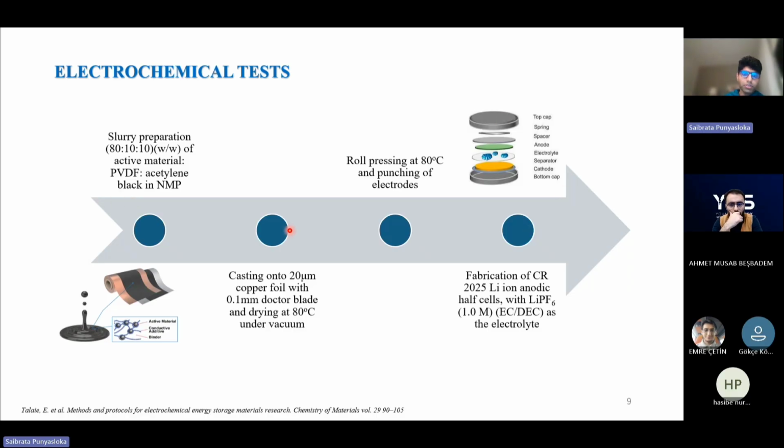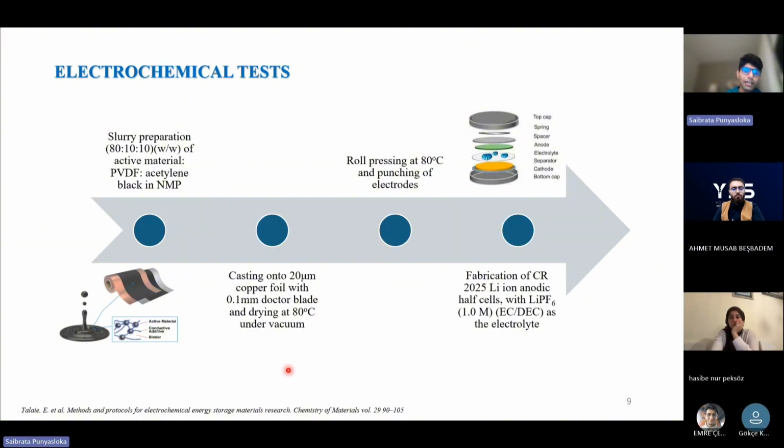This remains the same. You make the slurry using this combination, then coat it onto a 20 micrometer copper foil using a 0.1 Doctor blade, and then dry it. Of course, 0.1 is for the half cell studies. So in half cell studies, you are using lithium metal anode as the reference.